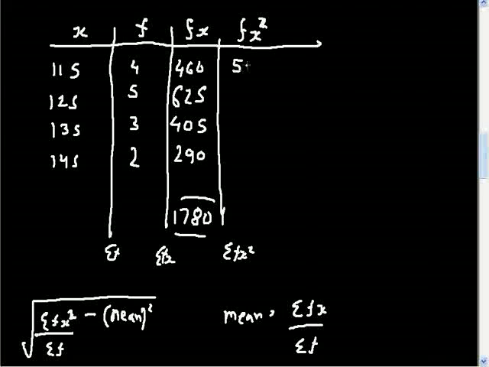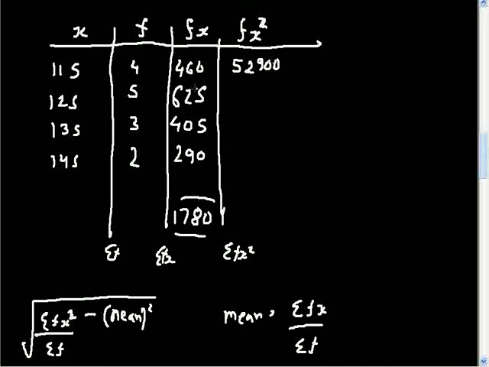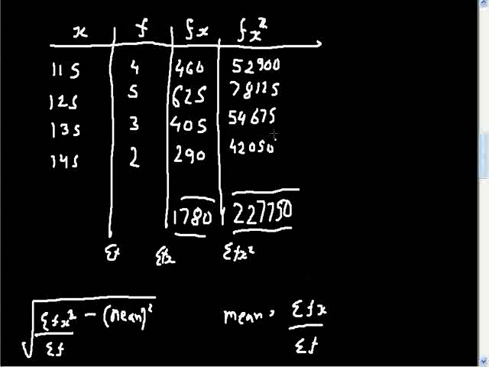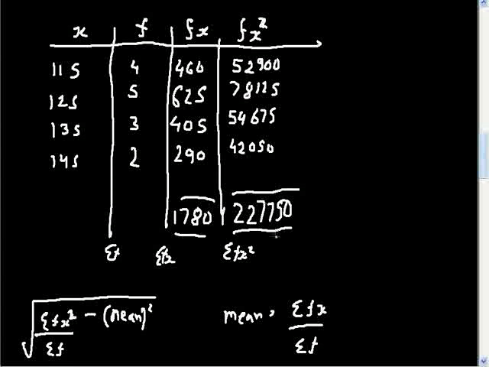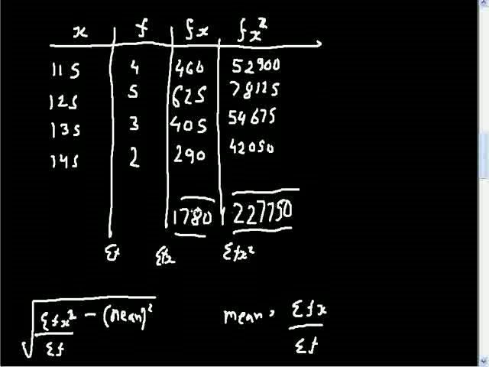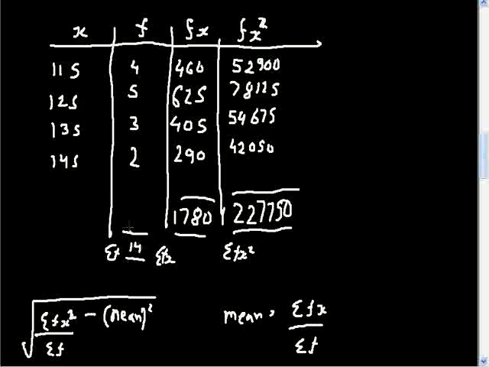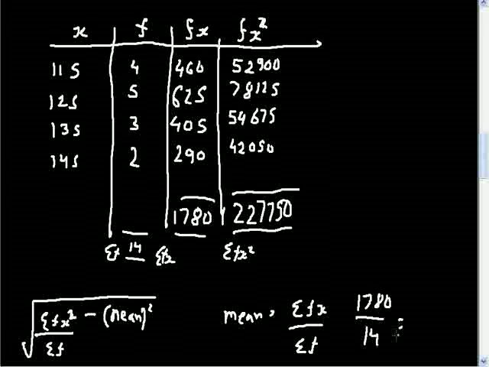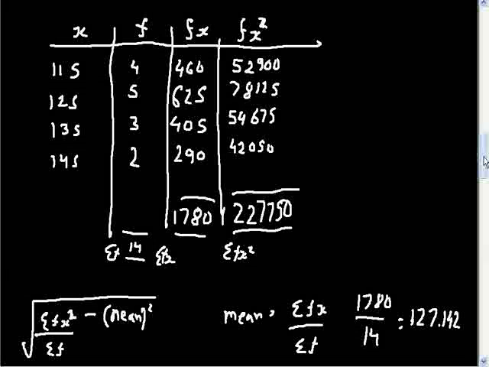I'll do the first one for you. 460 times 115 is 52,900. Similarly, I do this times this to get my f times x squared. I get these values, then add them all up and I get this. So for my mean, I don't need to worry about this. I divide by my sum of f, which is 14. Adding these up, I get 14. So 1780 divided by 14, and I get that answer there.